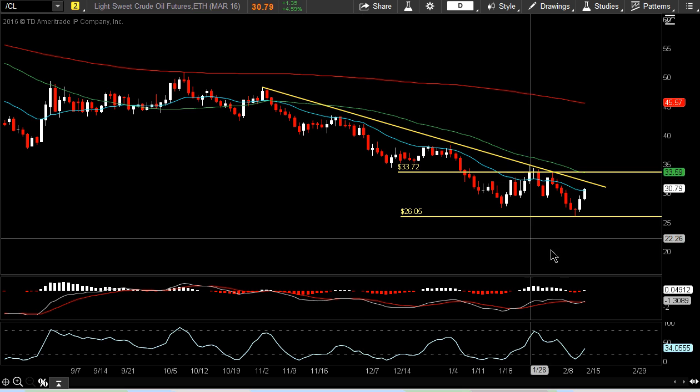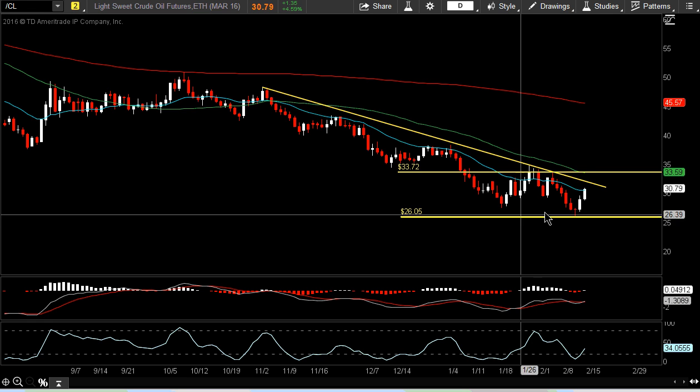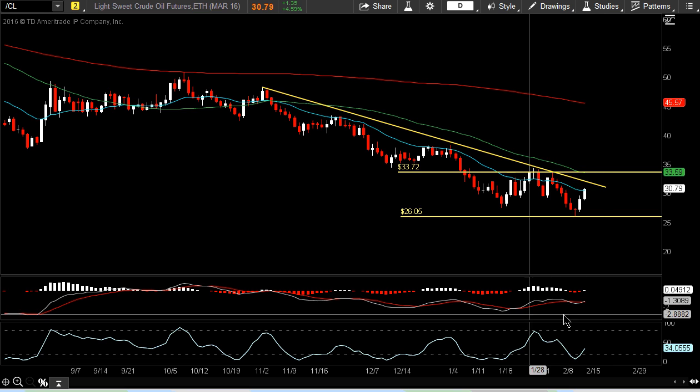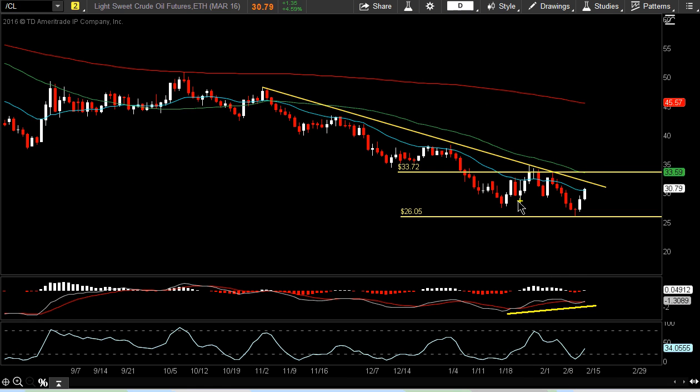Okay, so you can see from these indicators, these oscillators, that there is a little bit of a divergence here, right? There's a positive divergence as the crude oil is making a new low. Similarly on the stochastic, right?